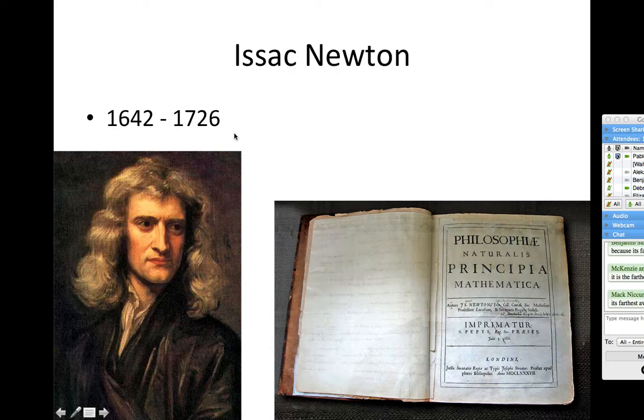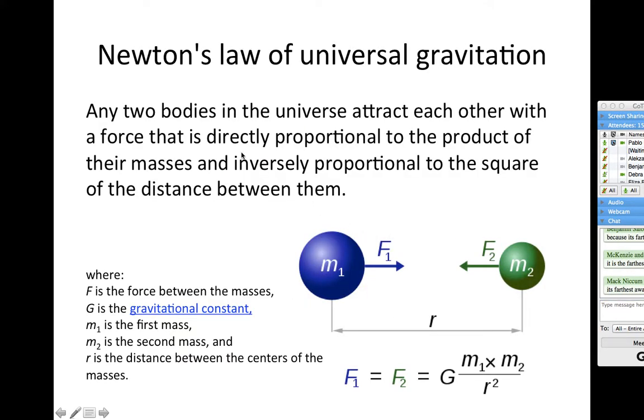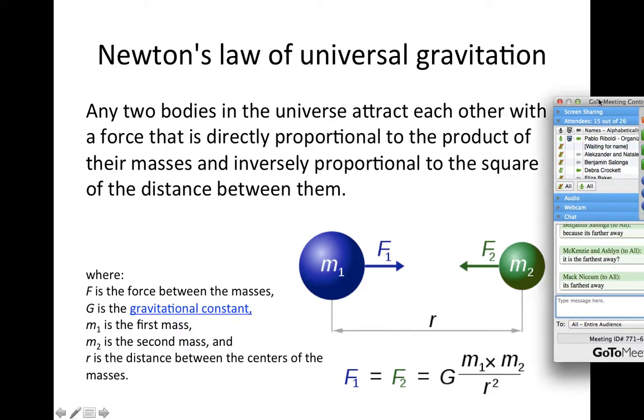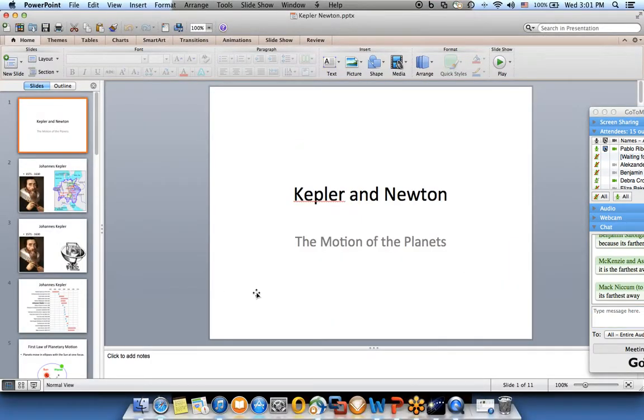So Isaac Newton lived from 1642 to 1726. His main contribution was the Principia. This is the book that he wrote, in Latin because that was the language of the time. And he discovered the law of universal gravitation. This is very important, so I'm going to leave it for next class. We don't have much time now. We are going to discuss the law of gravitation and discuss the motion of planets with that.